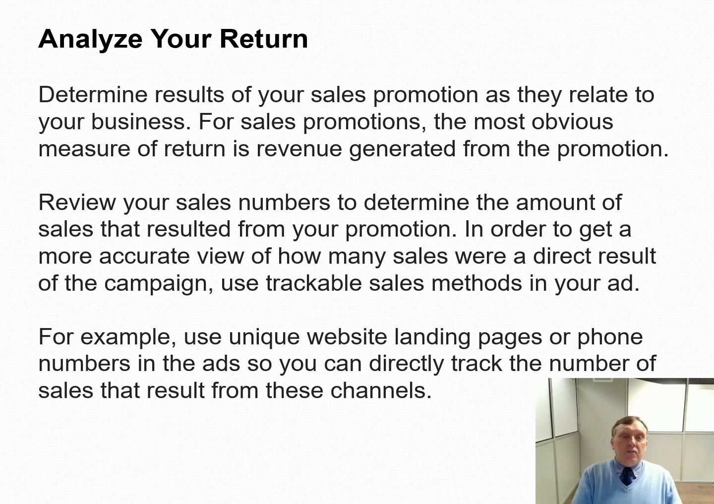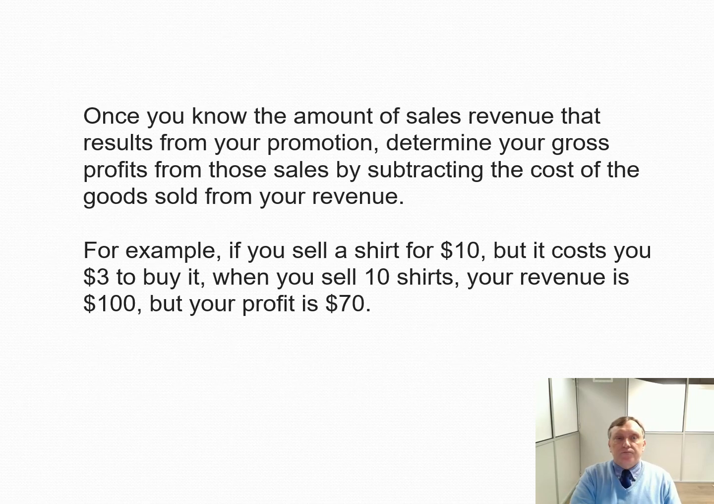In order to get a more accurate view of how many sales were a direct result of the campaign, use trackable sales methods in your ad. In other words, somebody connects to a particular website or phone number. Therefore, if they're using that, you can directly track the number of sales that resulted from that specific channel.